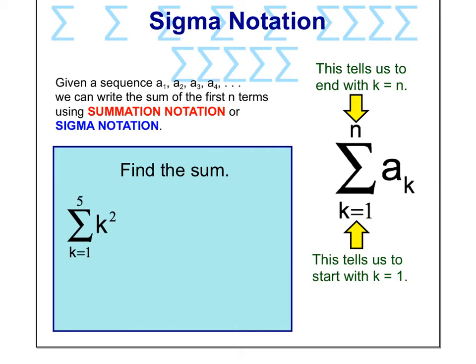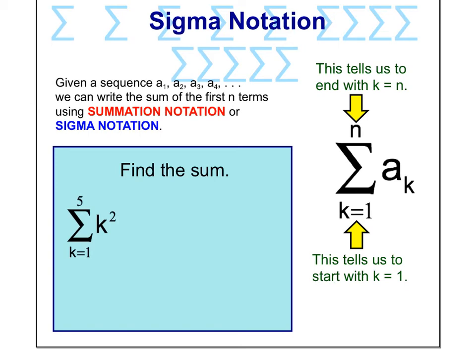Alright, sigma notation. Moving on to another way to portray or illustrate summation. Okay, another way to denote summation, adding up terms of arithmetic sequences, is this thing called sigma notation. Okay, so if we're given a sequence a sub 1, a sub 2, a sub 3, a sub 4, and so on, we can write the sum of the first n terms using what we call summation notation, or sigma. This E-looking symbol is sigma.